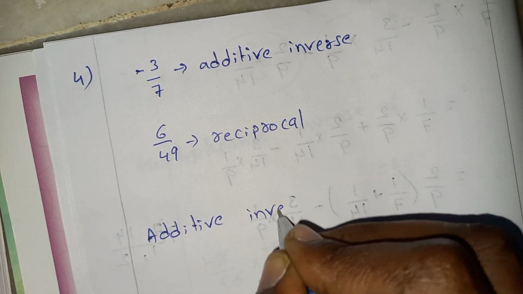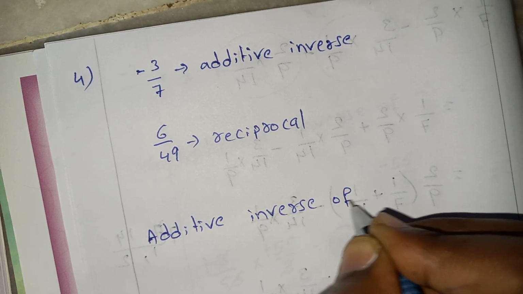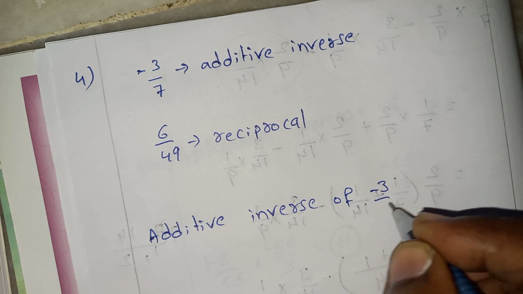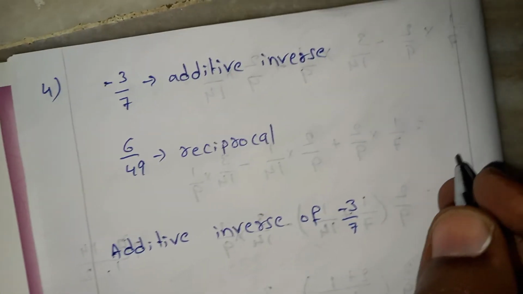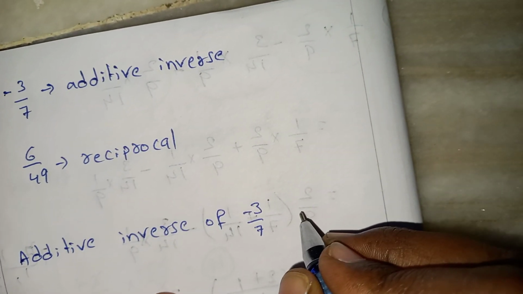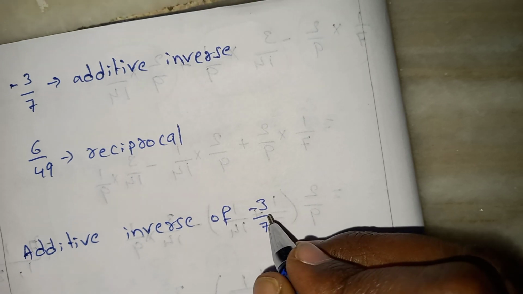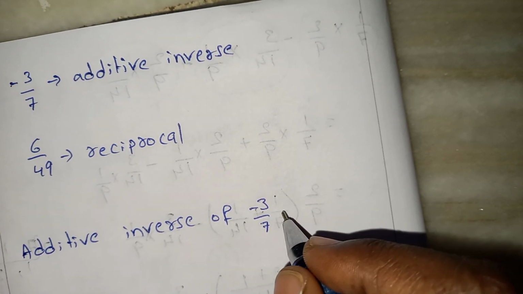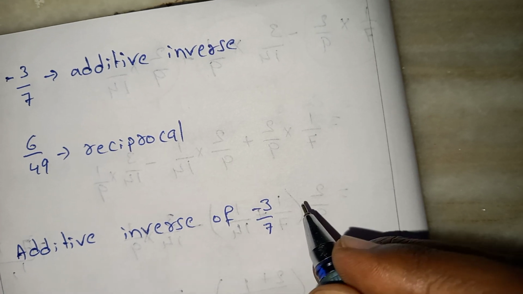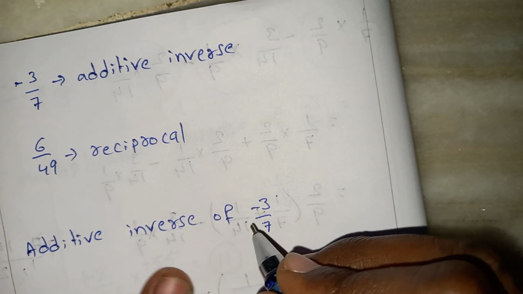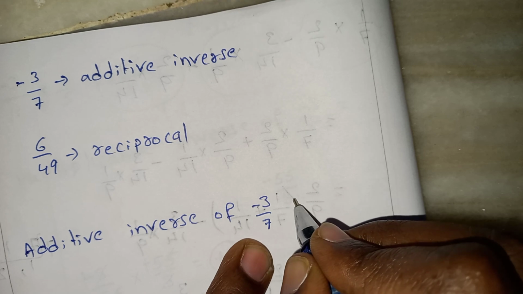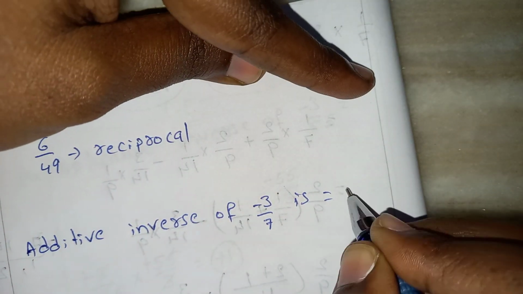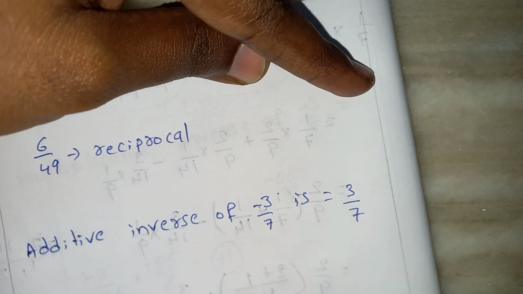Additive inverse of minus 3 by 7. We already know, right? Additive inverse is nothing but the sum should be 0. How can we make it 0? By adding plus 3 by 7. Right? So the additive inverse of minus 3 by 7 is equal to 3 by 7.